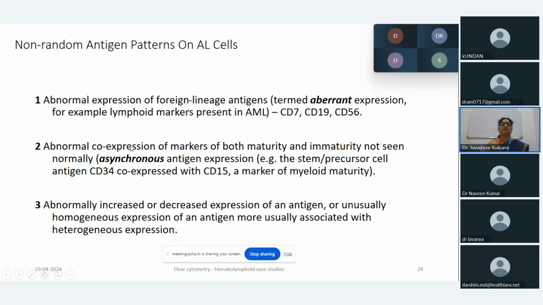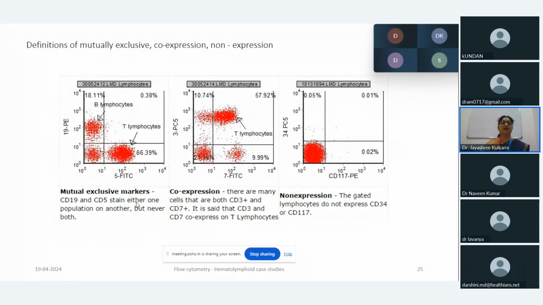You can also have something abnormal in the blasts or in the leukemias which helps you say that they are abnormal, which is asynchronous expression. Now, when we talk about CD34, we know it is an immaturity marker, but CD15 is a mature marker. If a cell shows co-expression of these two, then there is definitely something abnormal. And not only that, either increased or decreased expression of an antigen, or unusually homogeneous expression, where usually it will show heterogeneous expression from dim to high, but now it is showing homogeneous. Then that is also a sign of abnormal antigenic pattern.